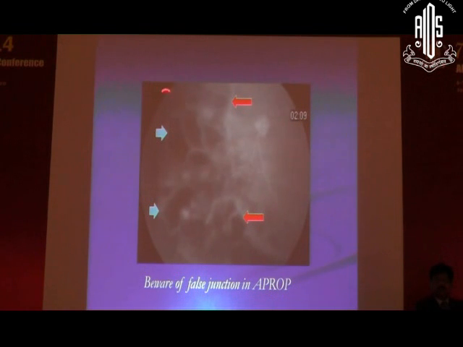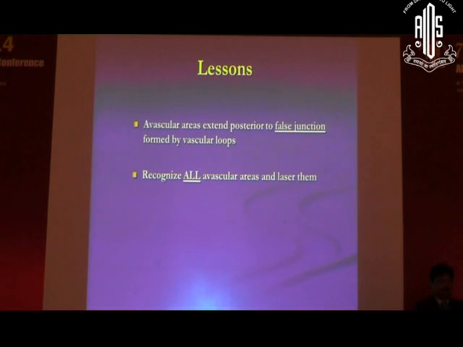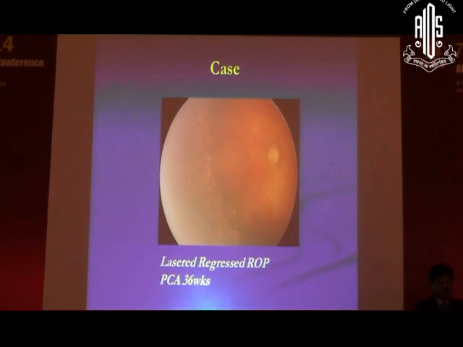So all this area between the red and the blue, you will have to laser if you want this disease to go away, because there is no ridge in this disease that you can see. So you need to be aware that the vascularization extends straight to the false junction formed by the vascular tips, and you need to recognize all the avascular areas and then laser them.